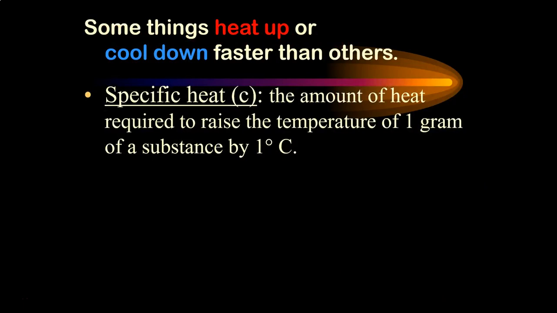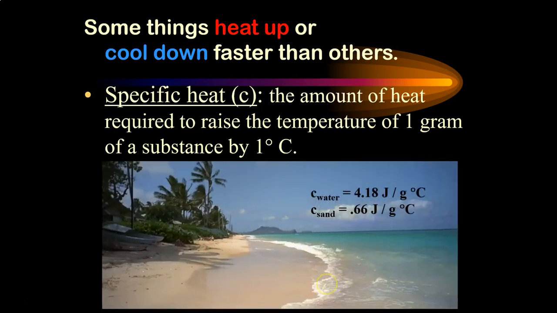Whenever things heat up or cool down, some things are better at heating up and cooling down than others. And the way that we quantify that in chemistry is by using something called specific heat. And it's basically how good something is at heating up. So the higher the specific heat, the more energy it takes to raise the temperature of that substance. And the lower the specific heat, the less energy it takes to raise the temperature of that substance.